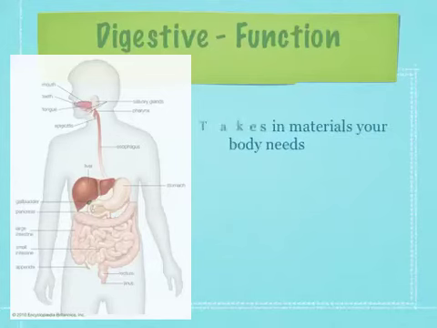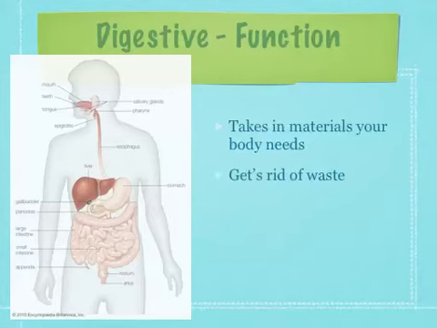The first thing that the digestive system needs to do is take in materials, such as food. Another function of the digestive system is that it needs to get rid of waste. So any food that cannot be broken down into energy is waste for our body, and it needs to be removed.